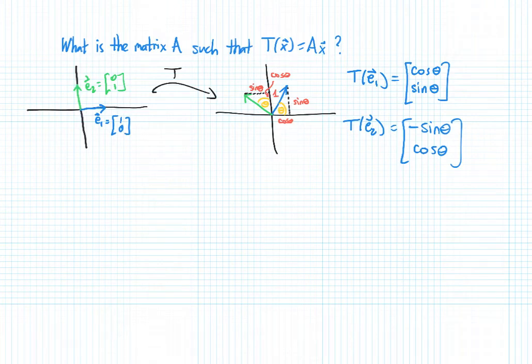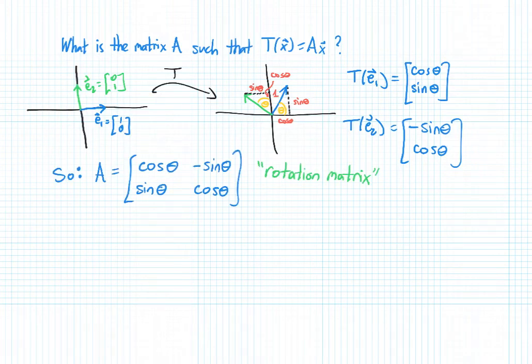And now we have enough information to write down A, because the columns of A are these vectors that we just found, T of E1 and T of E2. So you get this formula for A, and this type of matrix is called a rotation matrix, because when you multiply it times a vector, it rotates that vector. You see rotation matrices coming up in a lot of physics and engineering applications, so you might have seen them before, actually.